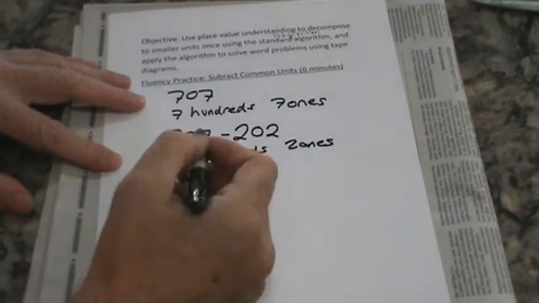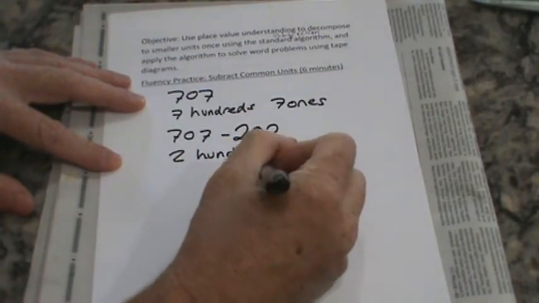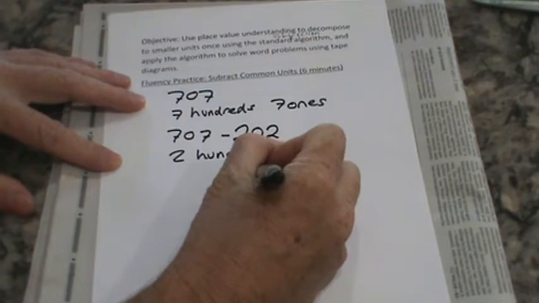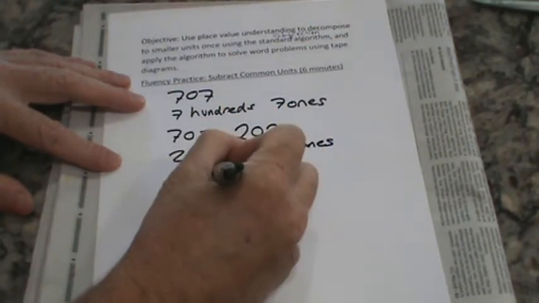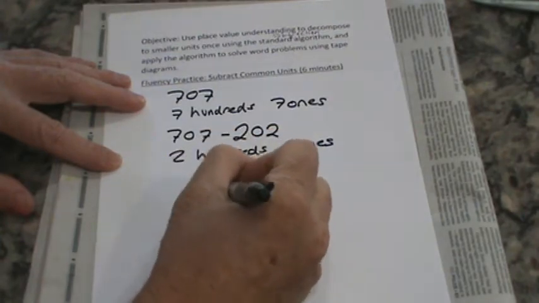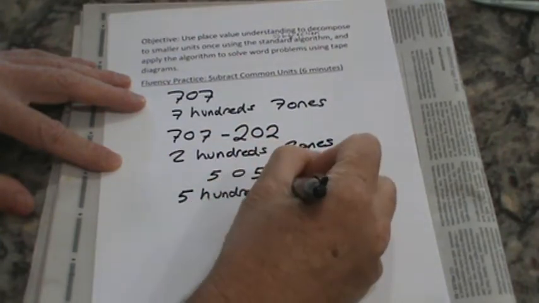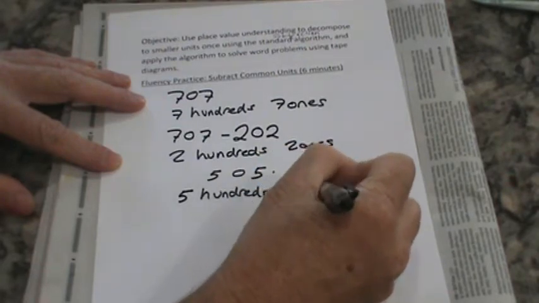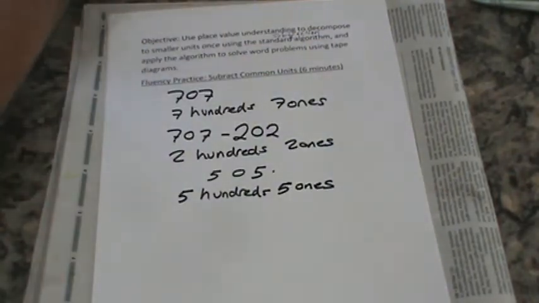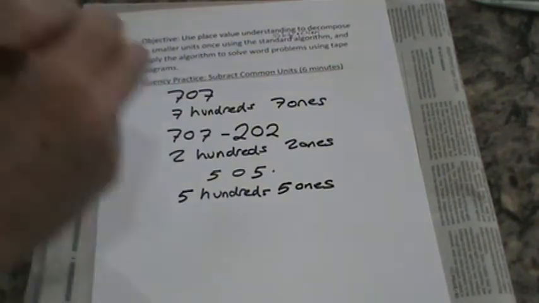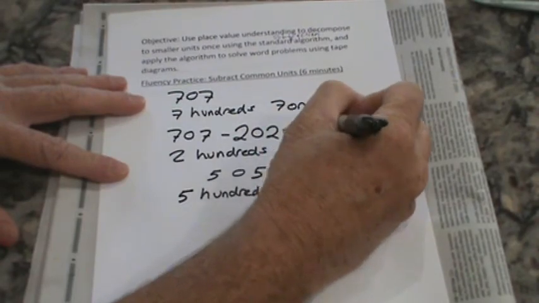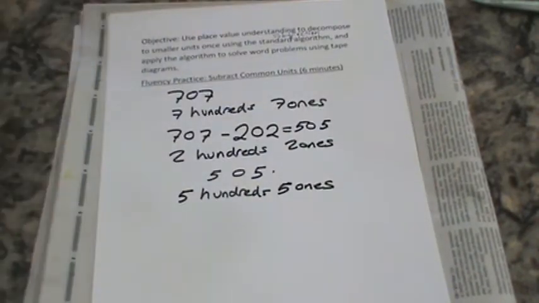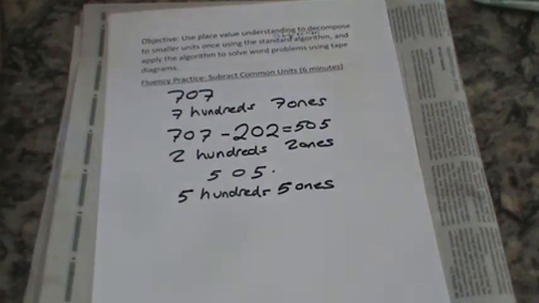Well, go like this. 7 minus 2 is 5. 0 minus 0 is 0. And 7 minus 2 is 5. So we would have 5 hundreds, 5 ones. Okay, and let's go ahead and write out the complete sentence now. 707 minus 202 equals 505. Now that was a pretty straightforward subtraction problem because we didn't have to do any decomposing.